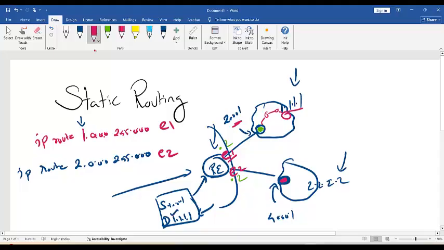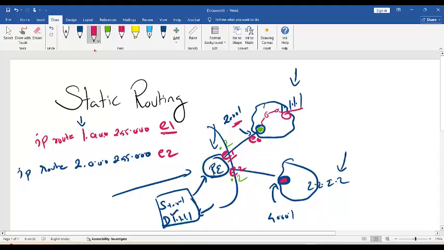Don't give your own exit interface IP. If you're giving IP, it should be the next router's IP. If you're giving an interface name, don't give the next router's interface name. Give your own interface name. If it is the name of the interface, it should be your own interface name. If it is an IP address that you want to give, then give the next router's address. That is the gateway.